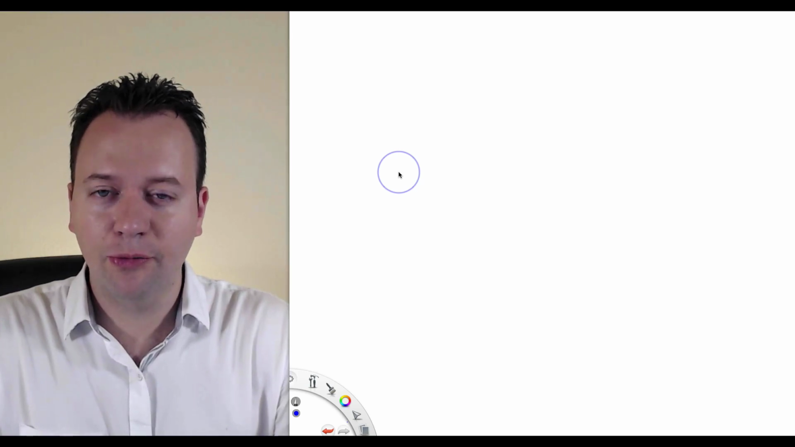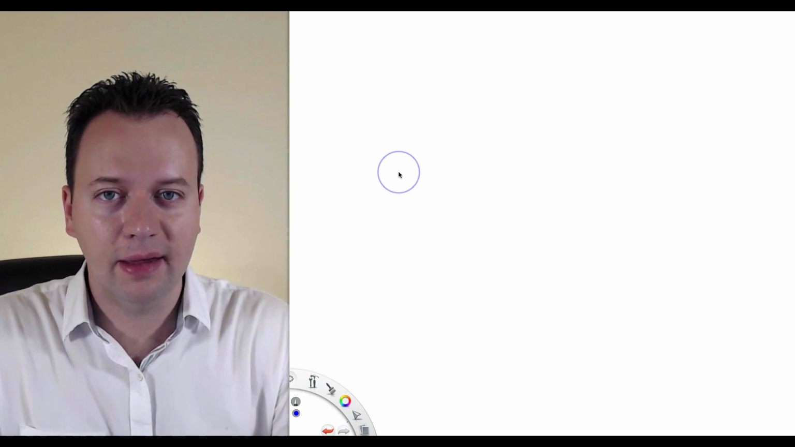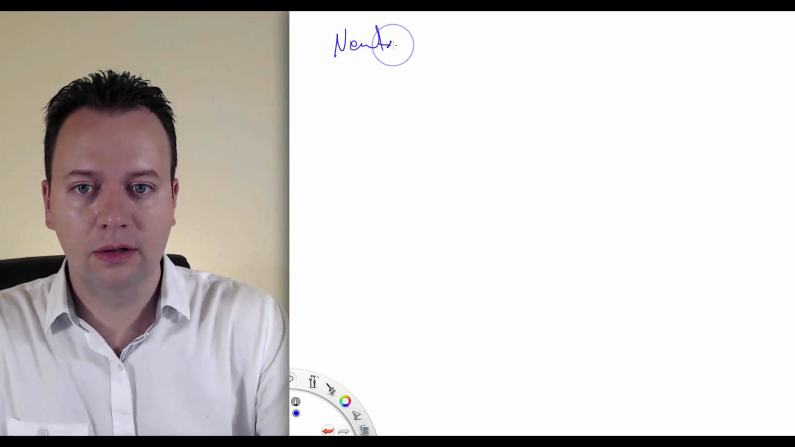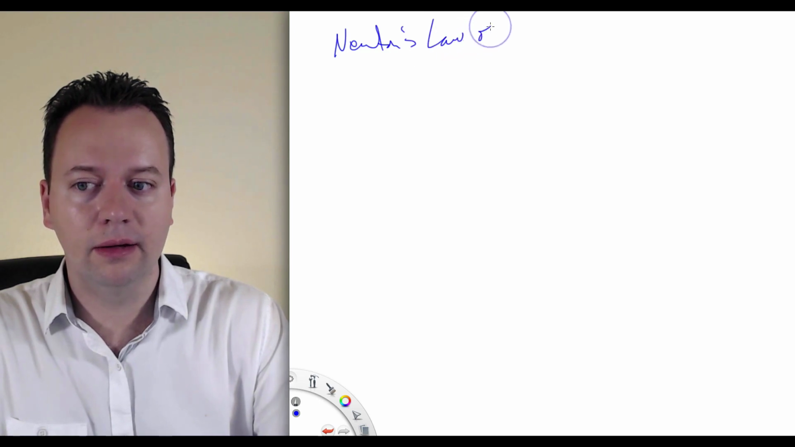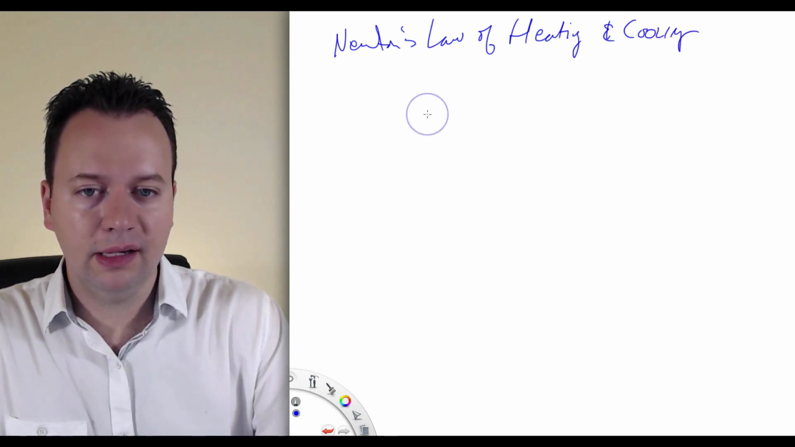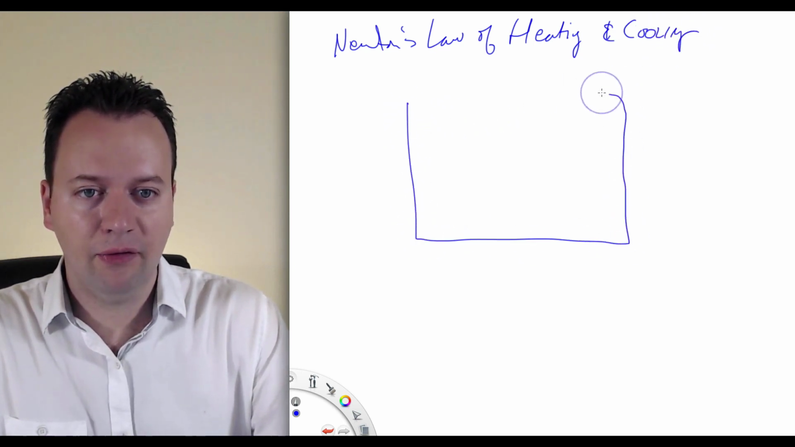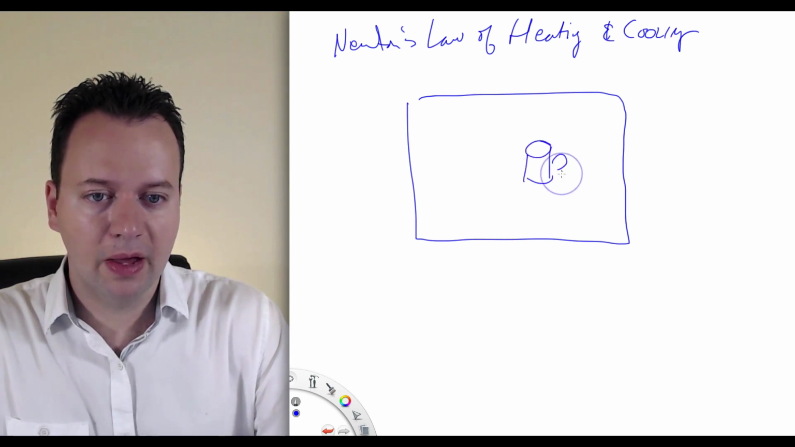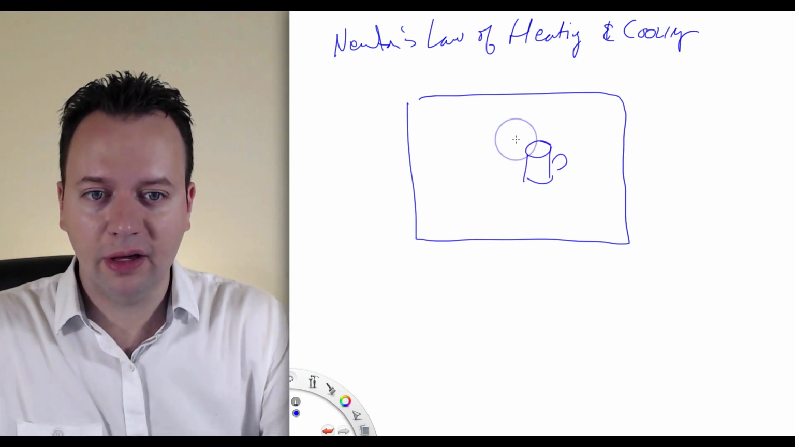As an example of parameters and families of functions, we'll take a look at an example that involves Newton's law of heating and cooling. So basically the situation here is you have a room and you might have a cup of coffee, right? So you have a hot cup of coffee in a cold room.